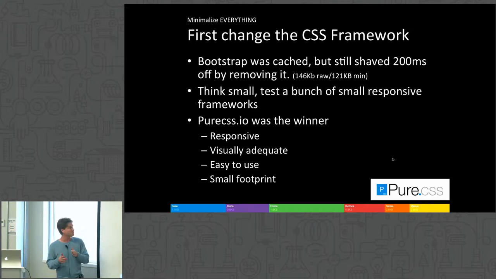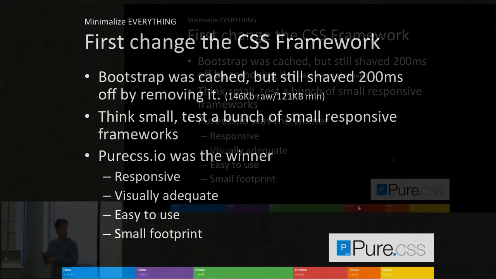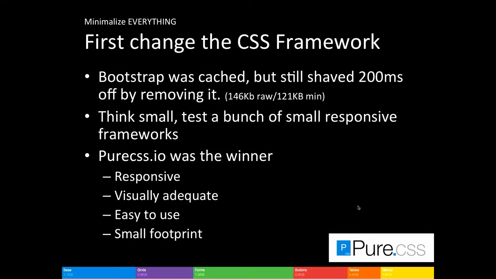I looked at quite a few different frameworks: Skeleton, Get CSS, there's quite a few that I looked at. Pure CSS was the winner. I really liked it. You can see the file sizes down here. Gzipped, the whole thing is 4 kilobytes. And it gave me a grid system, form elements, basically the UI elements that I use most commonly. I didn't have all the bells and whistles of Bootstrap, but in terms of what I was trying to accomplish, which was how fast can I make this thing, this is the framework for me.